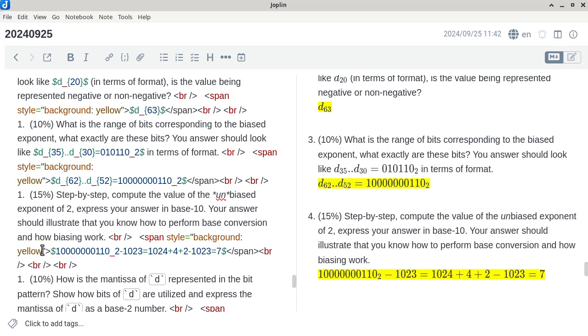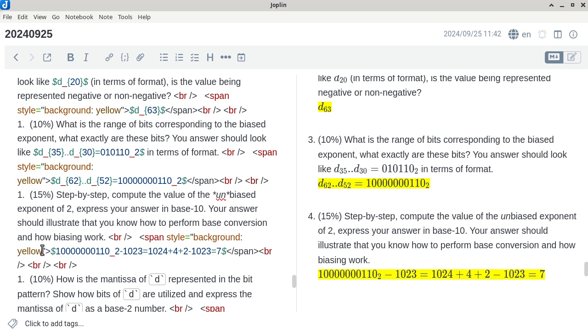So you have to do base conversion first, okay? You know, this is the binary representation. You also have to know what is the biased amount. It is 1023. So the biased number minus the bias amount is the unbiased exponent, which turns out to be just 7 in this case. Is that okay? Are we still doing okay so far?